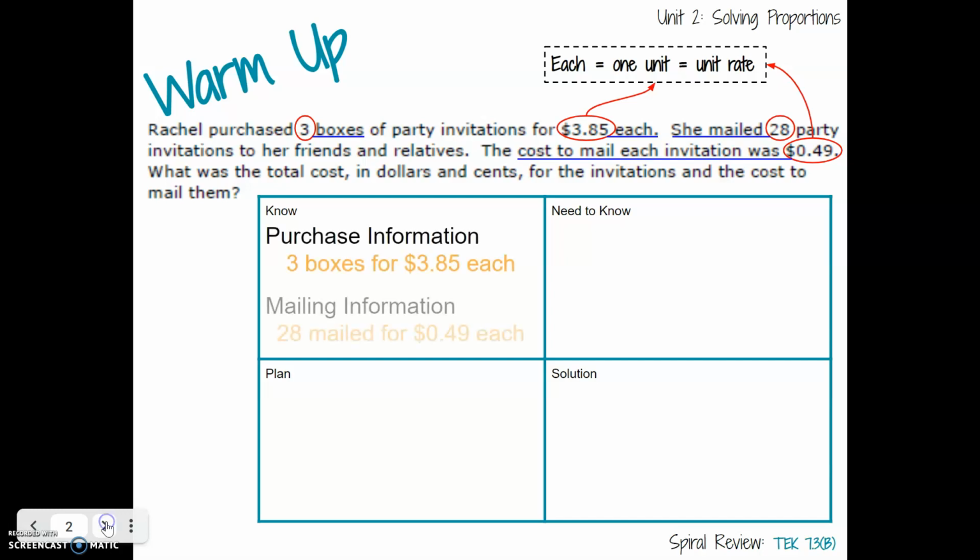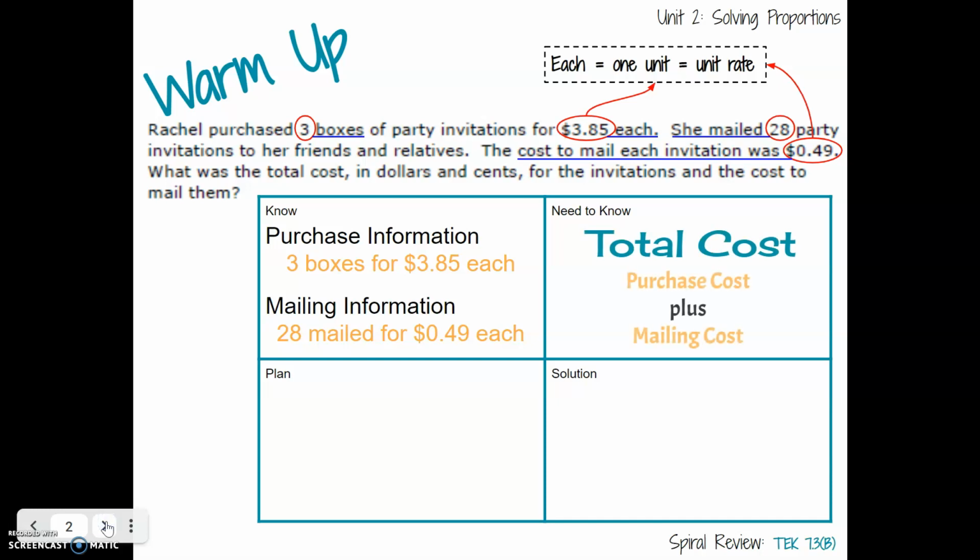We need to write down our information. So the purchase information is 3 boxes for $3.85 each. Mailing information is 28 invitations mailed for 49 cents each. What do we need to know? We need to know the total cost, which is purchase cost plus mailing cost.